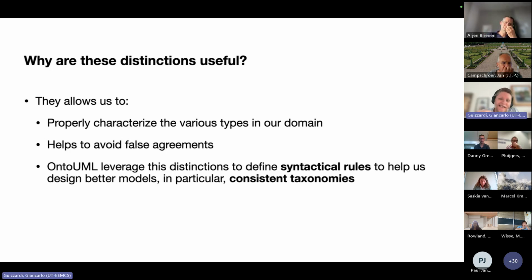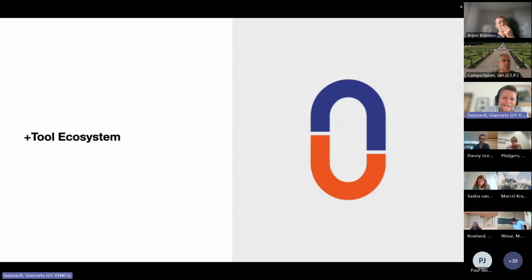And as I said, we use these meta properties that we use to make these distinctions. We transform them not only into methodological guidelines, but also into syntactical rules to check the consistency of the taxonomies we build. So let's see that.